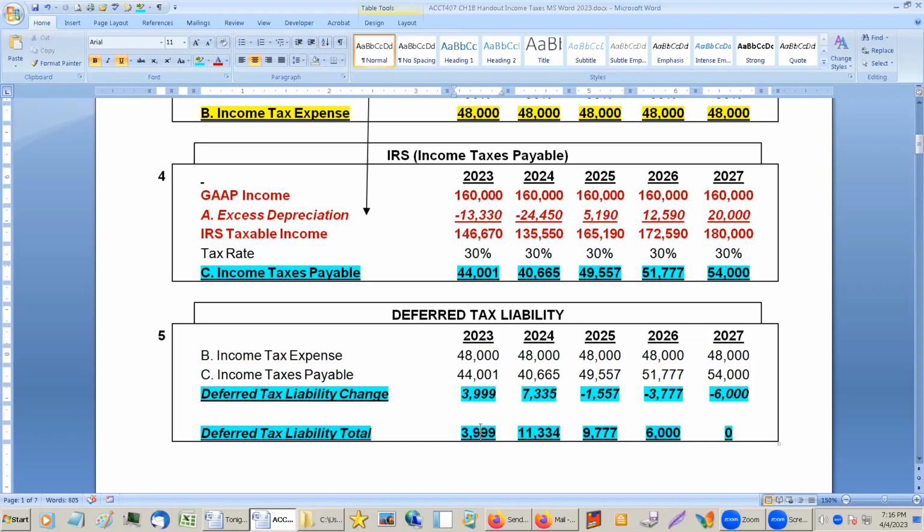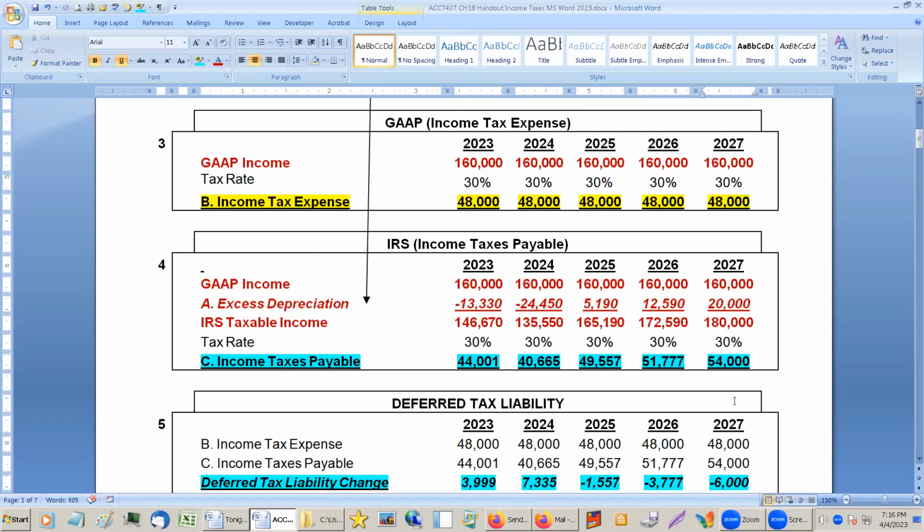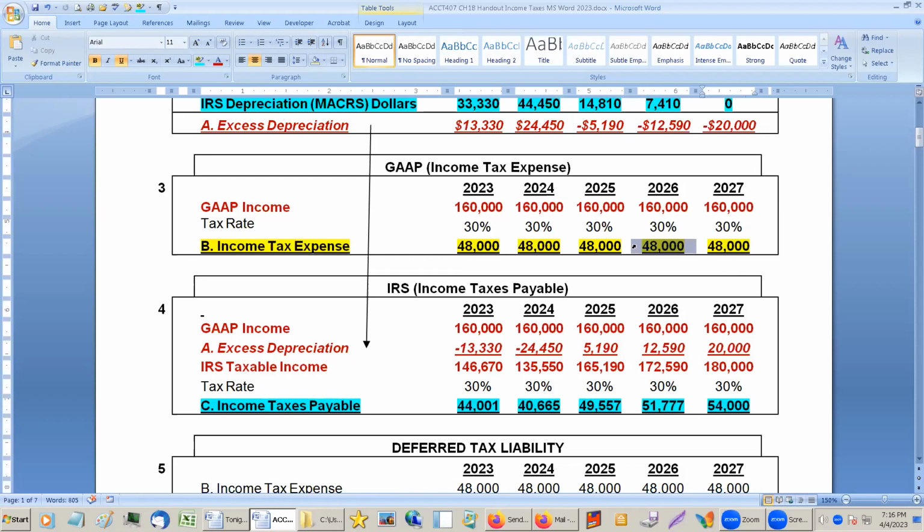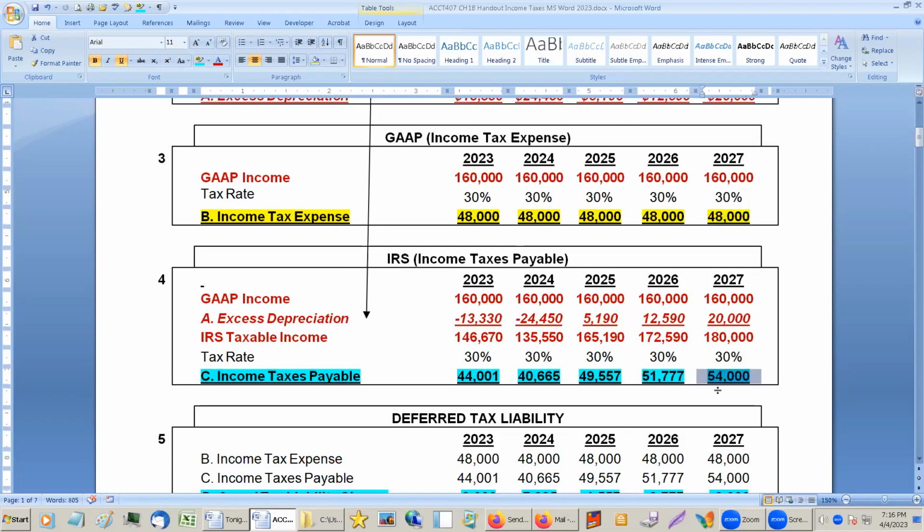First year you're going to owe 399, next year you're going to owe 11,000, whatever, 9,000, and as time goes on, if you look up here, you can kind of see that. By the time you get to year 3, we're showing tax expense of 48,000, but we have to write a check for 49,000. And eventually we start paying down that liability. And it is a liability, paying down.